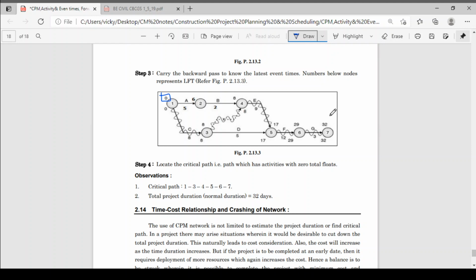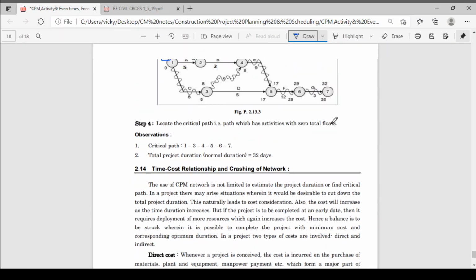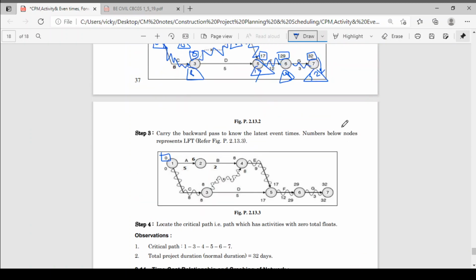So the critical path that you have to mention is like this: 1-3-4-5-6-7. Okay, and the total duration of the project is 32. That you have to mention in every problem. Okay, and with this we will stop here. In the next lecture we will see PERT, and after that we will see the time and cost relationship. Here we have completed the critical path CPM method and problems from the CPM method.